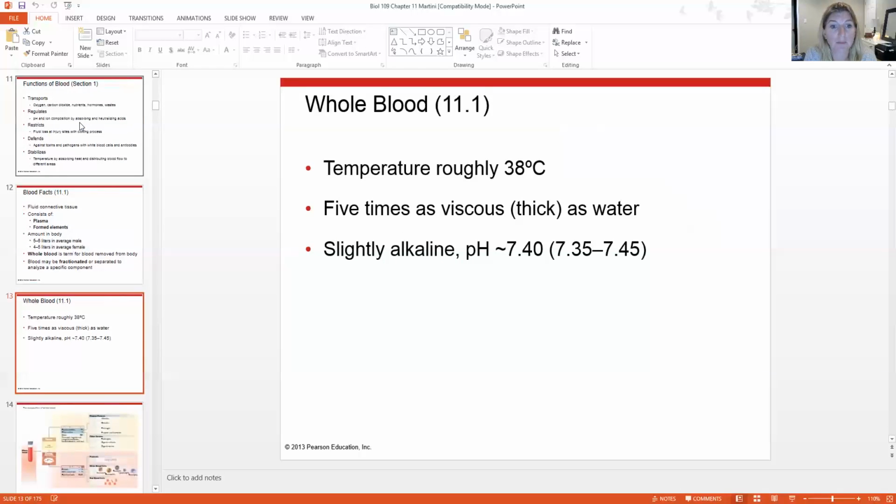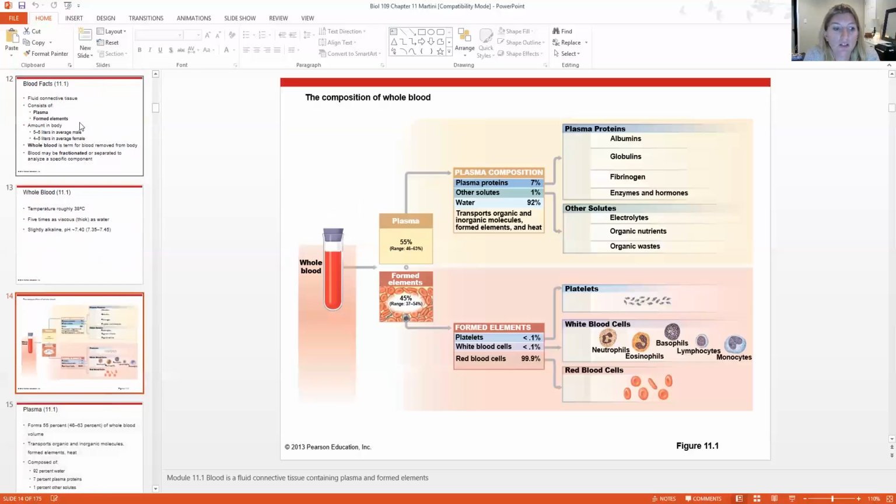Roughly the same as body temperature. It's 5 times thicker than water, and again, it has a slightly alkaline pH. 7.35 to 7.45 is the range. Here you see all the formed elements and plasma composition. We're going to go through these individually.